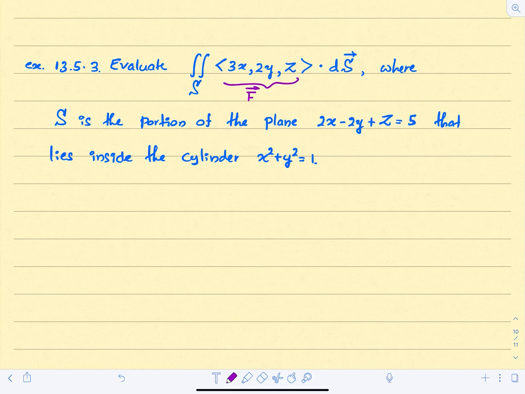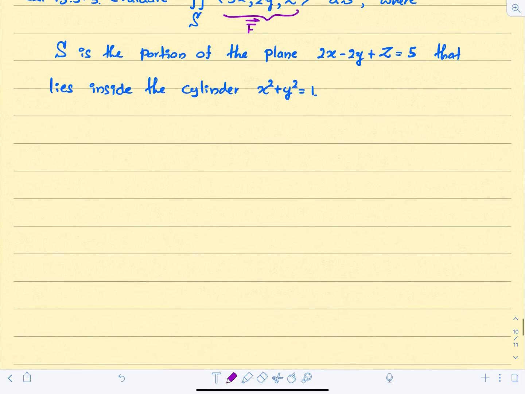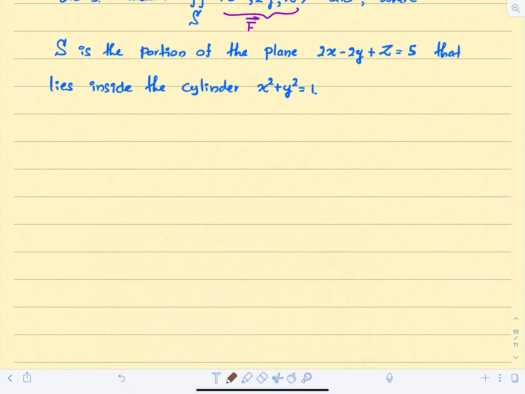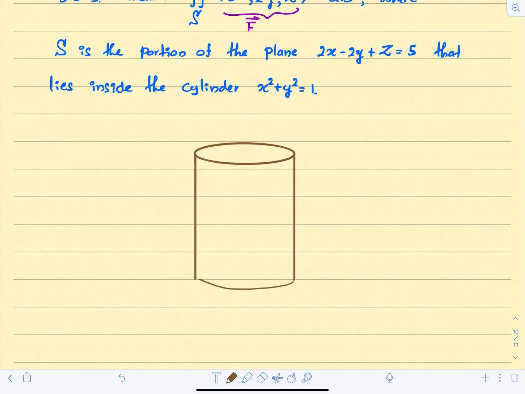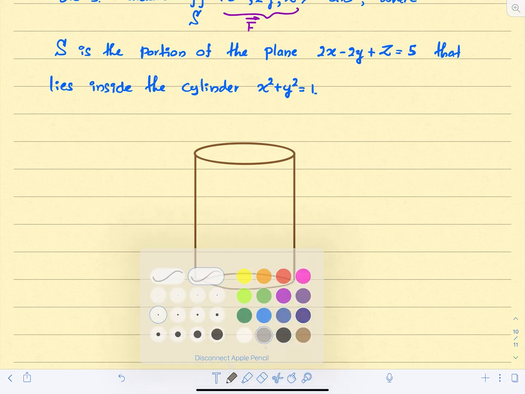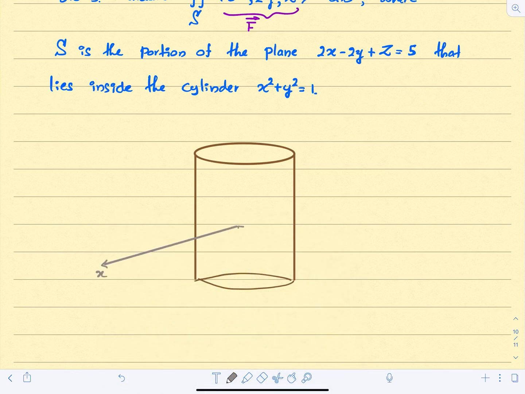S is the portion of the plane 2x minus 2y plus z equals 5 that lies inside the cylinder x squared plus y squared equals 1. Now, basically we have this cylinder. Okay, let's say you have a cylinder like this. Now let's draw the coordinate axes, x, y and z. Of course it should be symmetric about the z axis, but we have this cylinder, and then we have the plane.